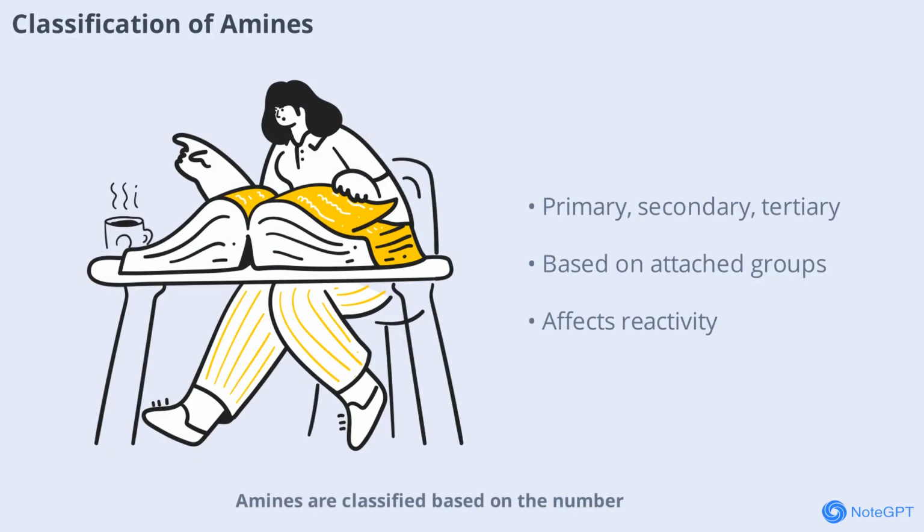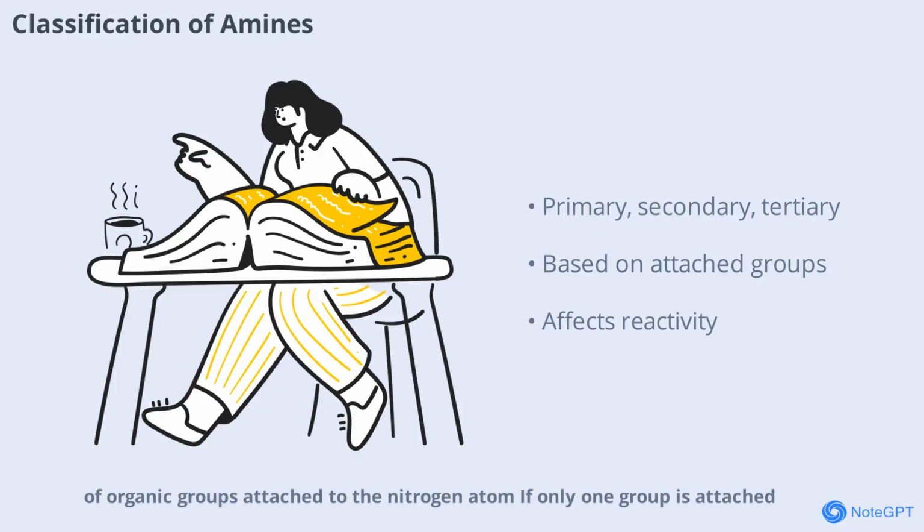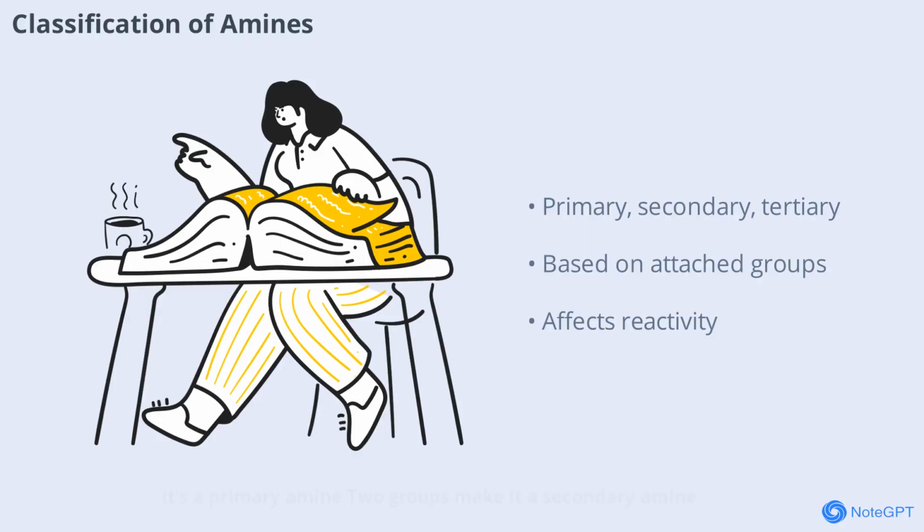Amines are classified based on the number of organic groups attached to the nitrogen atom. If only one group is attached, it's a primary amine. Two groups make it a secondary amine, and three groups result in a tertiary amine. This classification affects their chemical behavior and reactivity. Recognizing these categories helps in predicting how different amines will interact in chemical reactions.